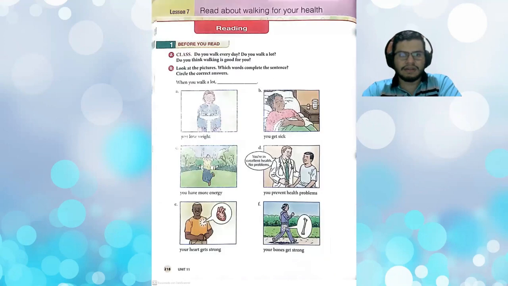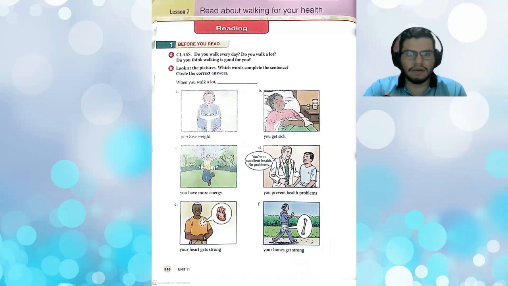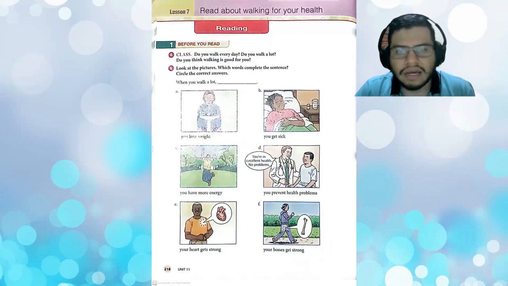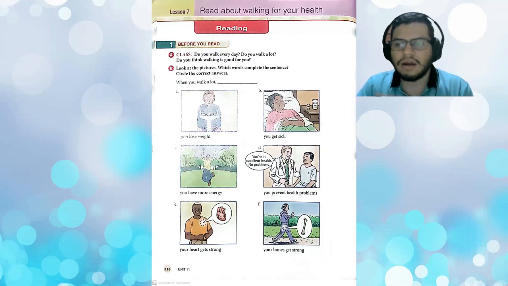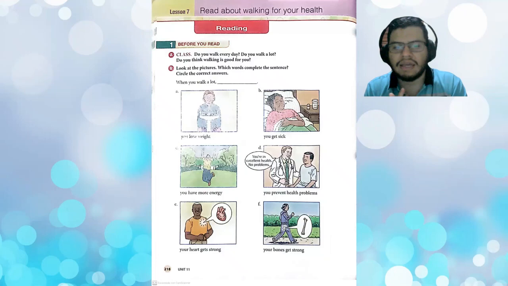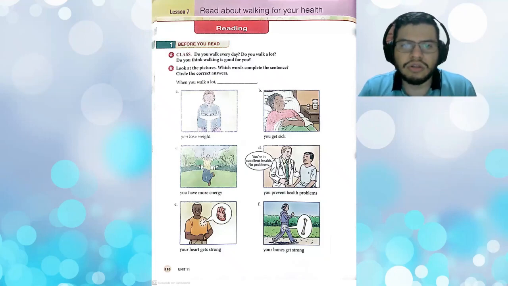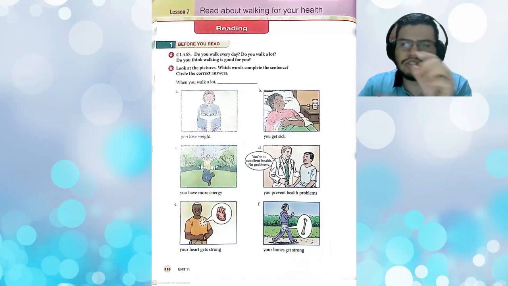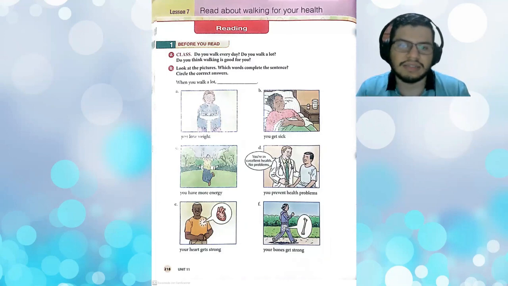Lesson number 7. Read about walking for your health. Reading. Do you walk every day? Do you walk a lot? Do you think walking is good for you? What do you consider? For example, I walk every day approximately 5 minutes or 10 minutes. Do you walk every day? Yes, I do. Does she work every day? Yes, she does. Or no, she doesn't.